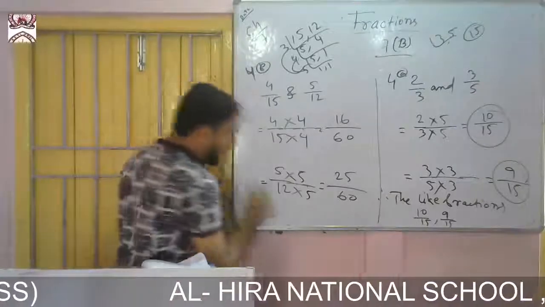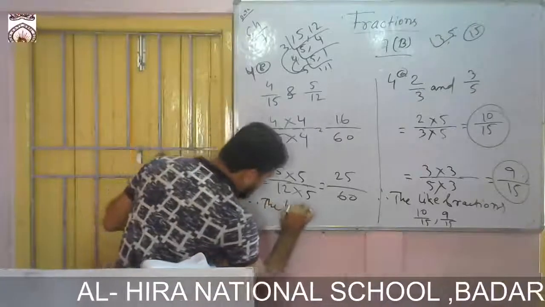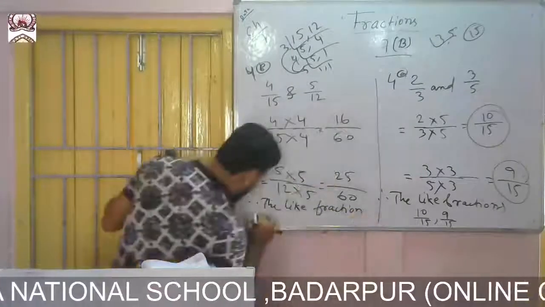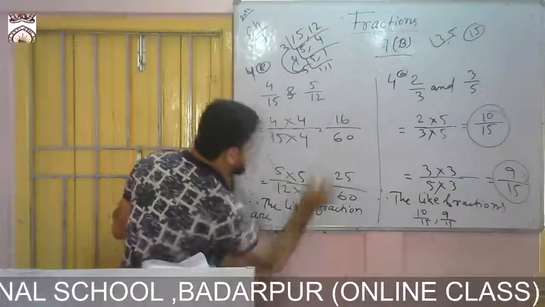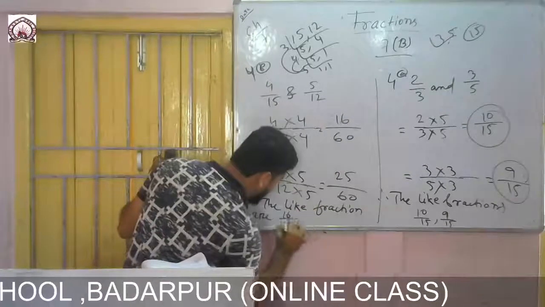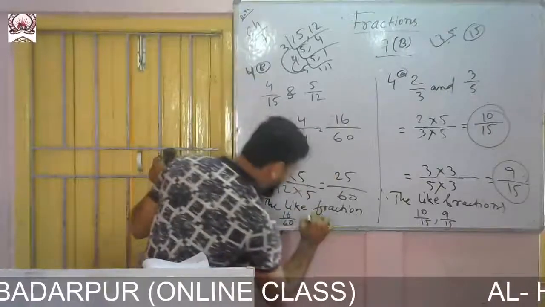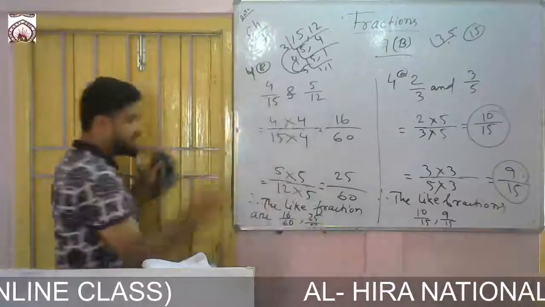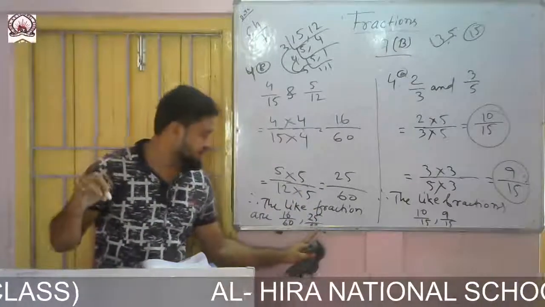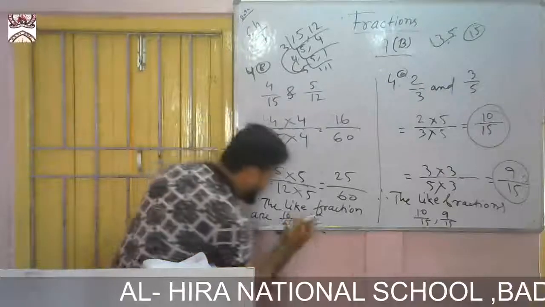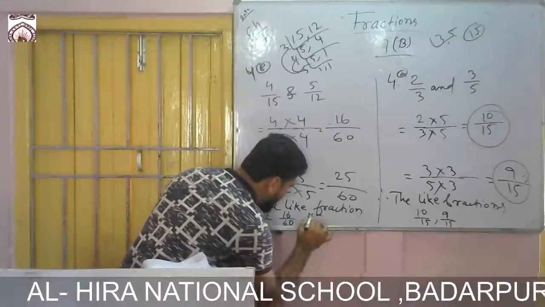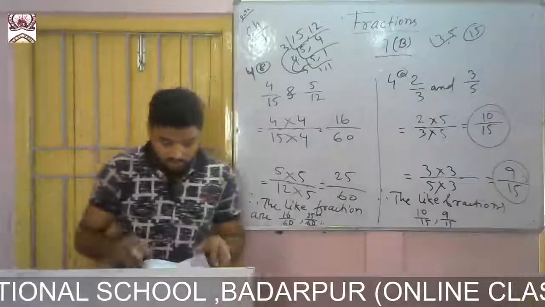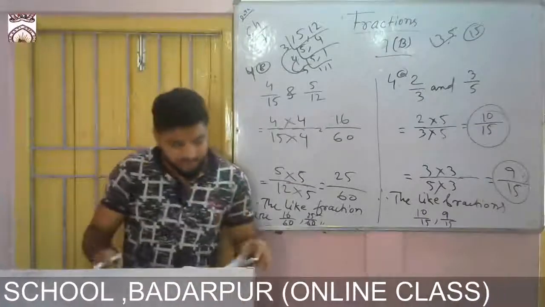Therefore the like fractions are: one is 16 by 60, another one is 25 by 60. Here I cannot write, you write nicely, okay, 25 by 60. So the rest you practice, all are same like this, okay.